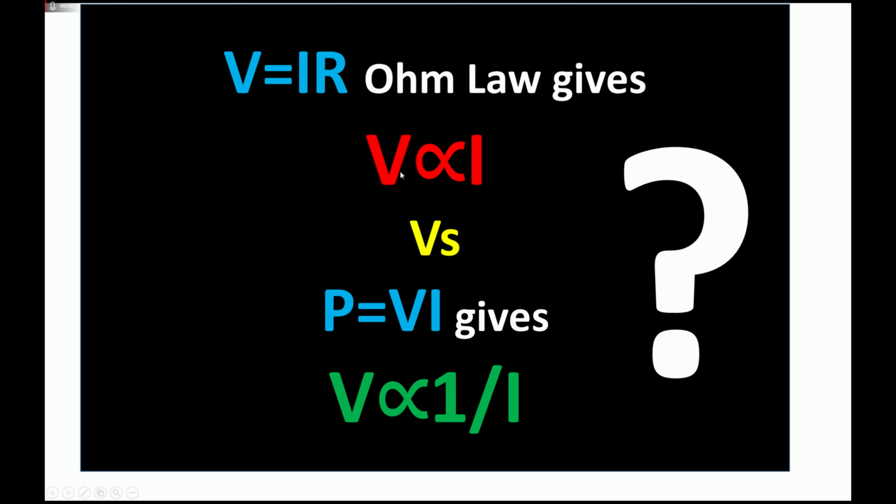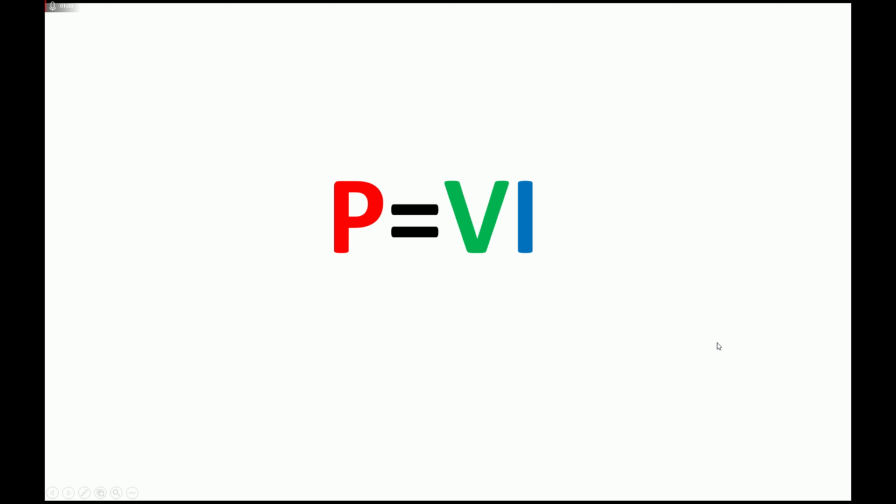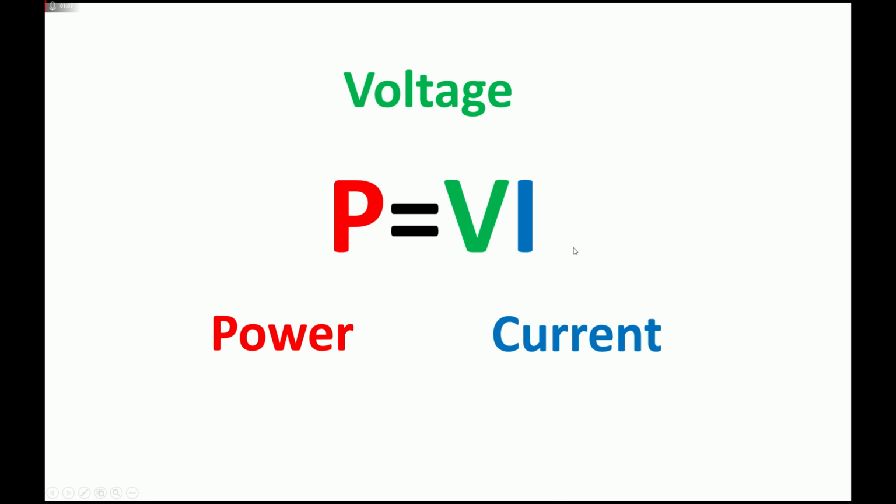Why are they opposite? Which one is correct? And when is which one correct and when is which one incorrect? Now this is our common question and a confusion. So let's get started. Guys, this is our power formula, which states that power is equal to voltage times current. P is the power, V is the voltage, I is the current here. So voltage multiplied by current is equal to power in the case of a DC circuit.